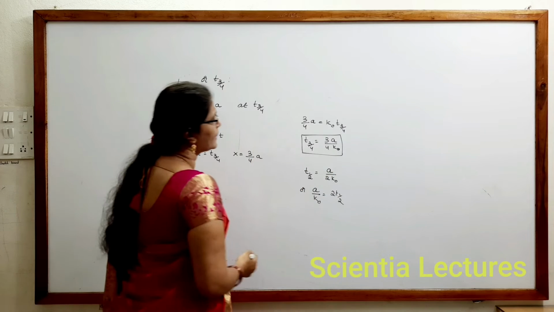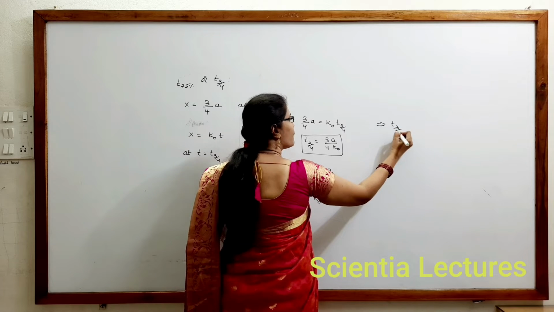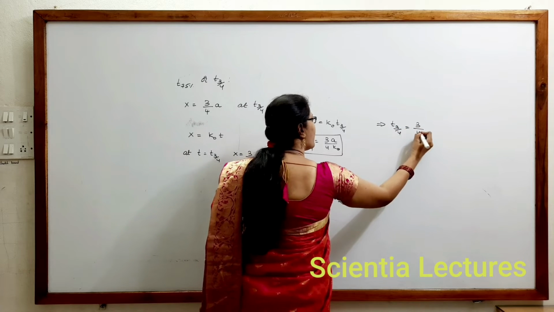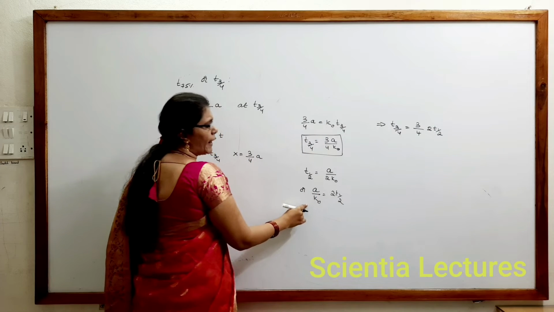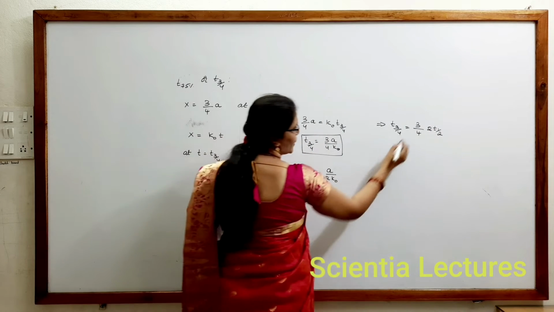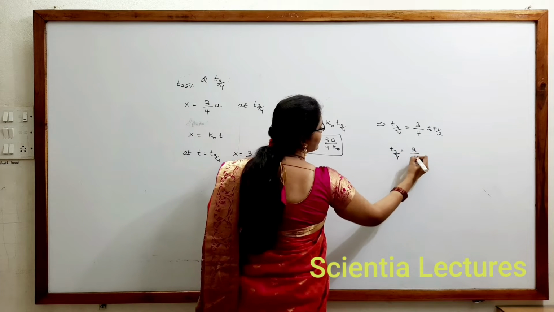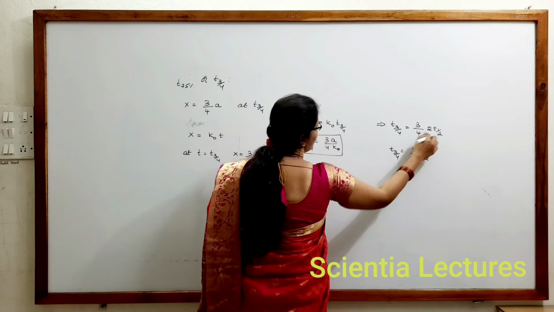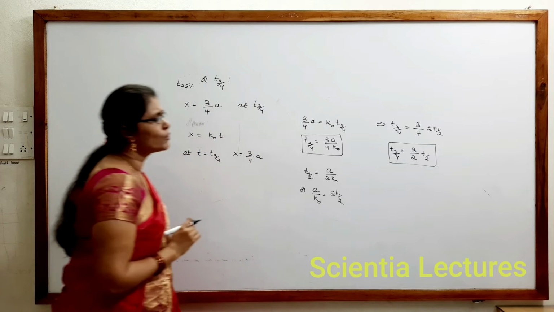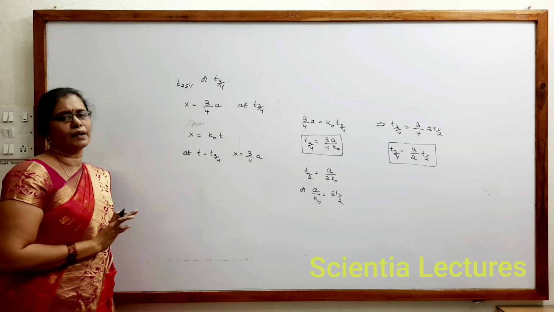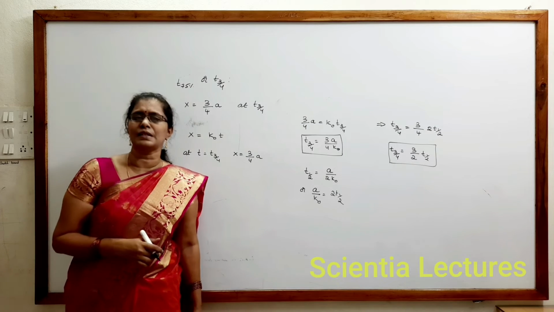So what we can write here? T 3 by 4 must be equal to 3 by 4th of 2 T half, because 2 T half is equal to A by K naught from our derivation. So what will we get? T 3 by 4 must be equal to 3 by 2 T half. 2 ones, 2 twos if you do. T 3 by 4 must be equal to 3 by 2 T half. For any zero order reaction, its T 3 by 4 must be equal to 3 by 2 times its T half.